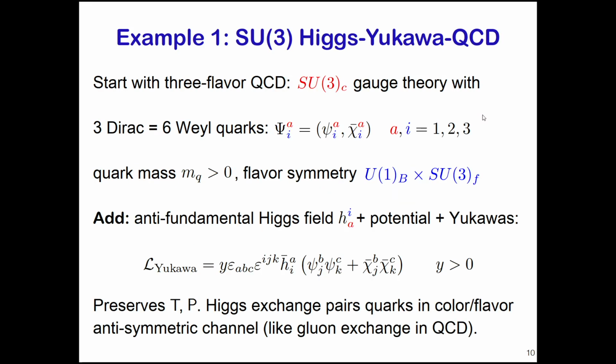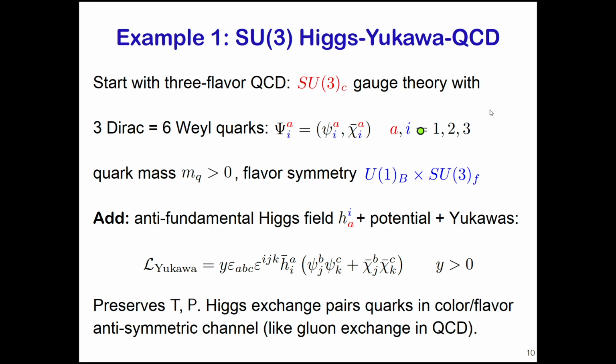All right. So here's my first example. I'll call it Higgs-Yukawa QCD. It's a kind of deformation of QCD by adding in some extra fields. So I'm going to start with ordinary QCD, familiar SU3 gauge theory. I'm going to add 3 flavors of quarks. I'm going to take 3 Dirac quarks, which I'll write as Weyl pairs. So here psi and chi are my 2-component Weyl fermions. A and I are color and flavor indices, which in this case both run from 1 to 3.